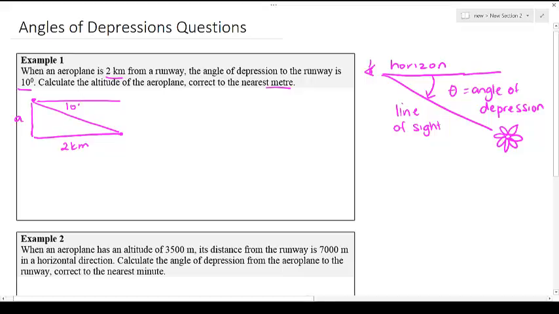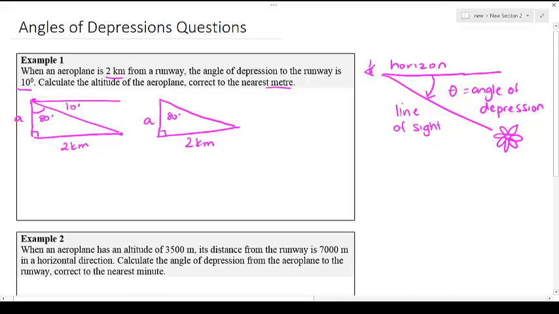So our 10 degrees is outside our right angle triangle, so that's not going to help us when we're using trigonometry. So what we can do is find this angle. This angle here is 80 degrees, because 80 degrees is the complementary of 10 degrees, and the horizon makes a 90-degree angle with the altitude. So I'm going to draw the diagram again with just the relevant information. We have 2 kilometers up here, 80 degrees here, and we have altitude A.